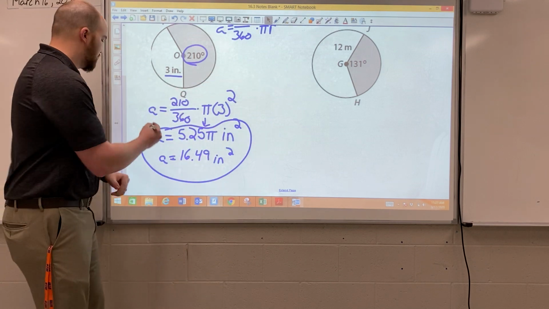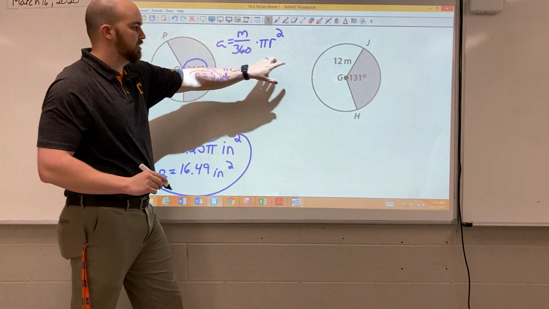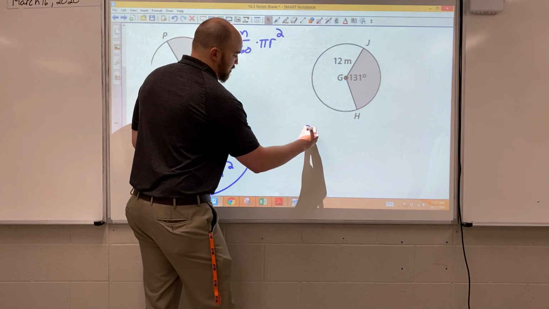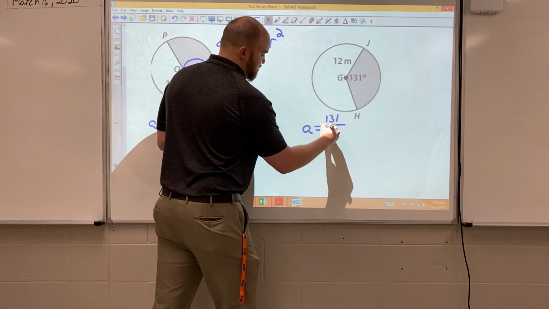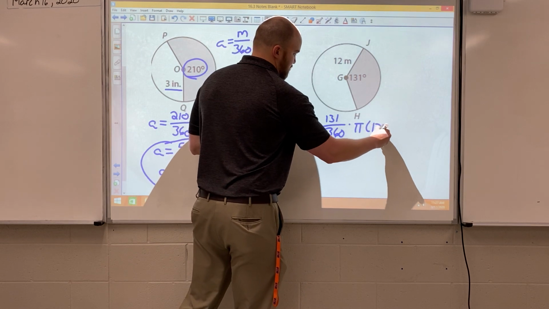Okay, let's look at the second one. Again, we have the same formula. All we need is the measure and the radius. We have our measure, we have our radius, we're ready to plug in. So we get area equals 131 over 360 times pi times 12 squared.